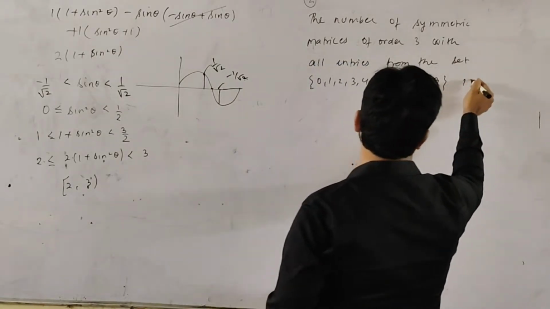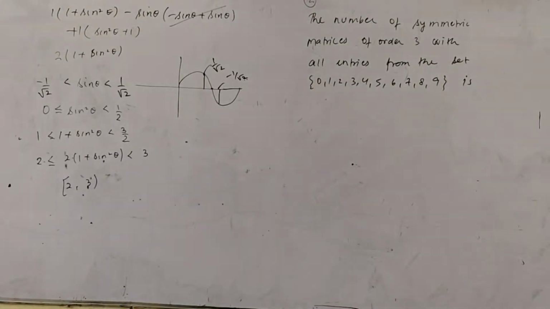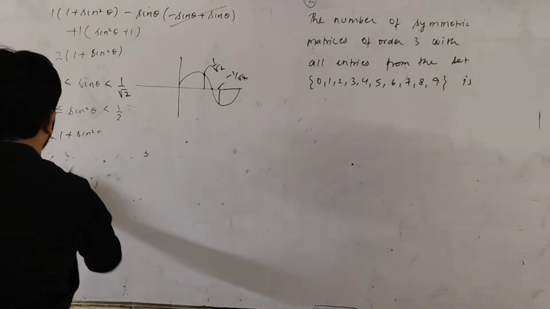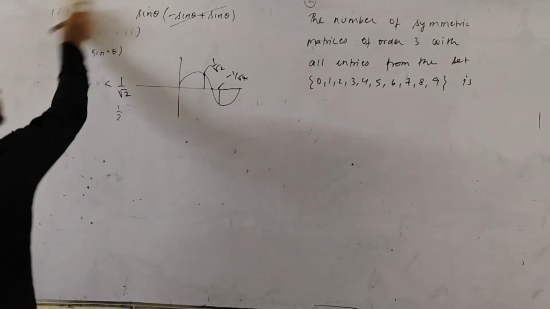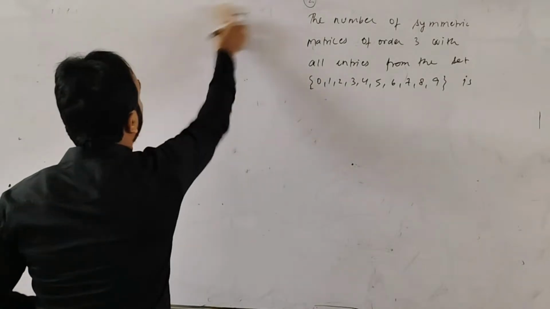Okay, so this one is an easy problem. Just see how. First of all, how to form the symmetric matrix? We'll form the symmetric matrix. Any format of the symmetric matrix will be what?